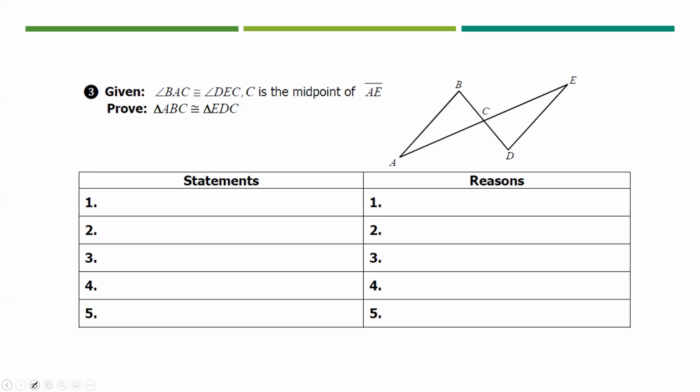Now these two triangles are drawn separately enough for me, but if you want to redraw them, you are welcome to. All right, we've got a blank proof here. That's okay. We'll say angle BAC is congruent to angle DEC. That's given to me. And I'm going to mark that in my picture. BAC, DEC. Then it says C is the midpoint of AE.